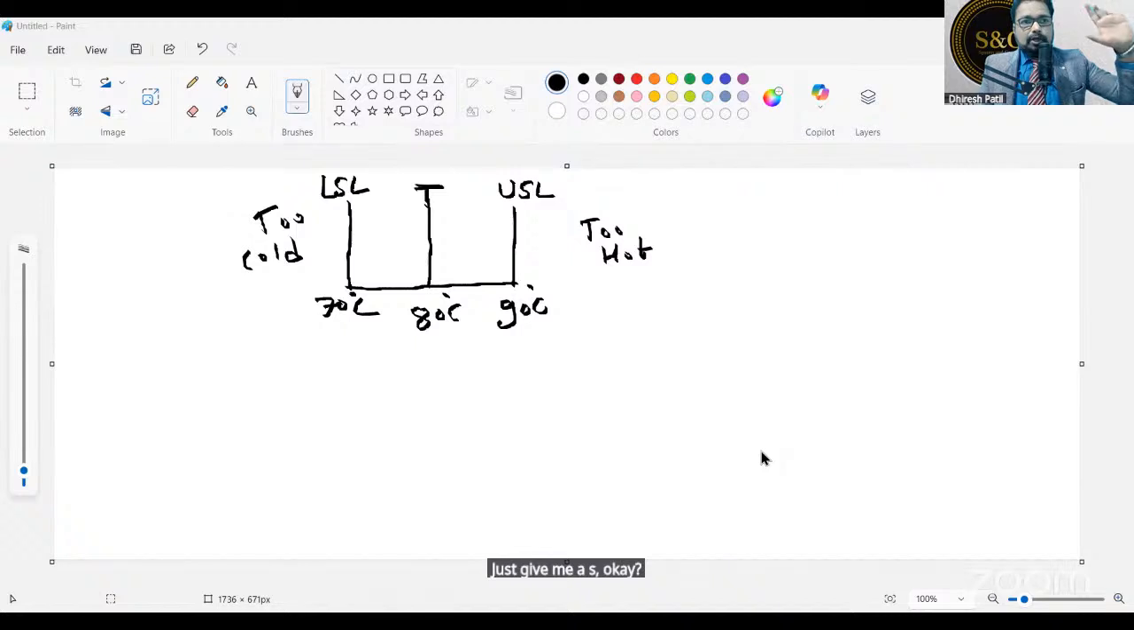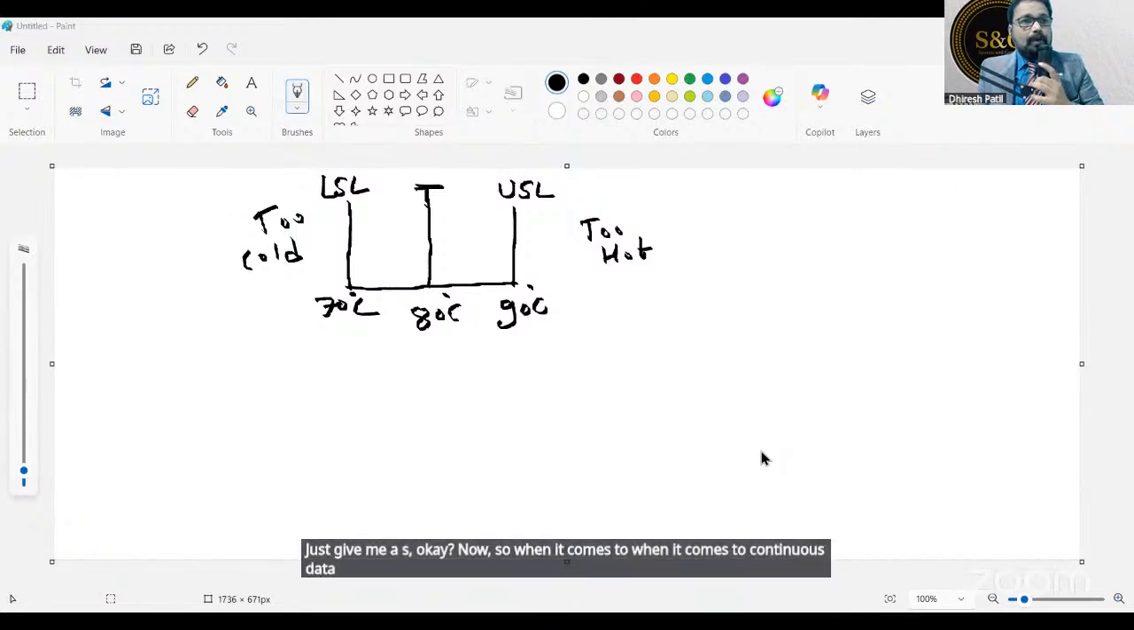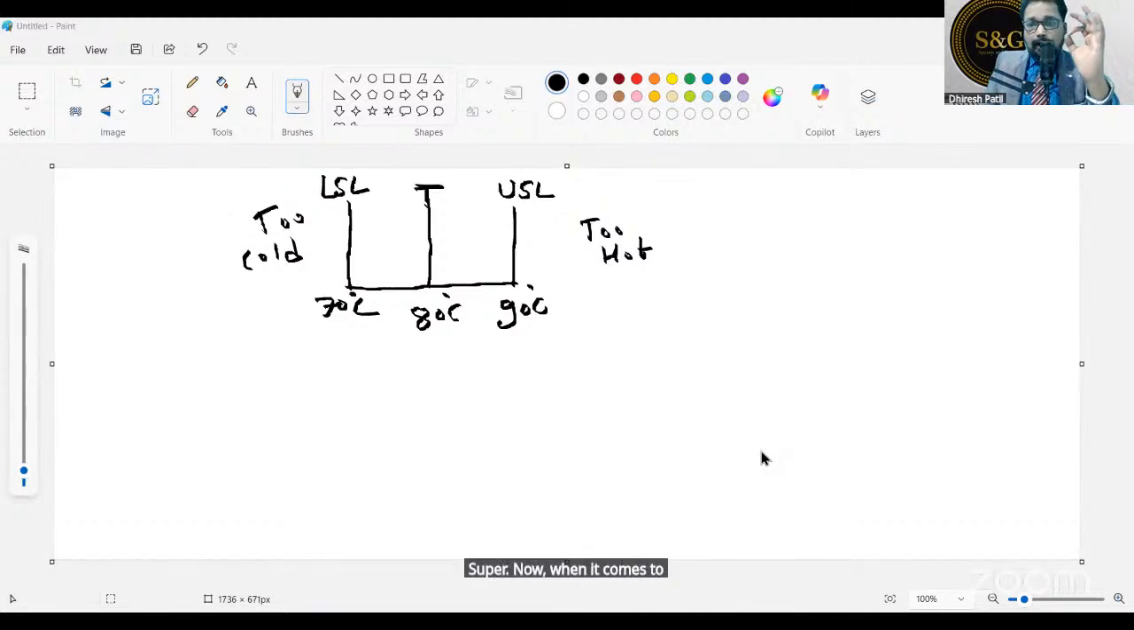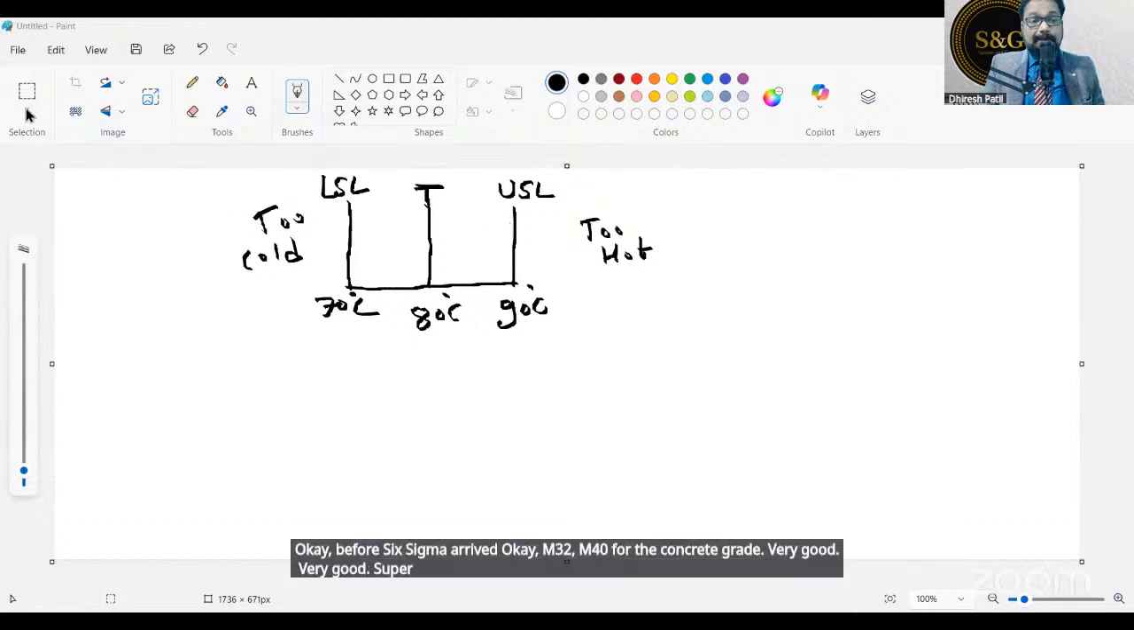Now, when it comes to continuous data, frequency 50 hertz plus and minus 5. Very good. Super. Now, when it comes to process capability, before Six Sigma arrived, M30 to M40 for the concrete grade. Very good. Super.